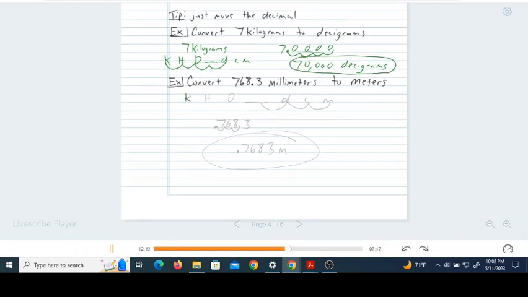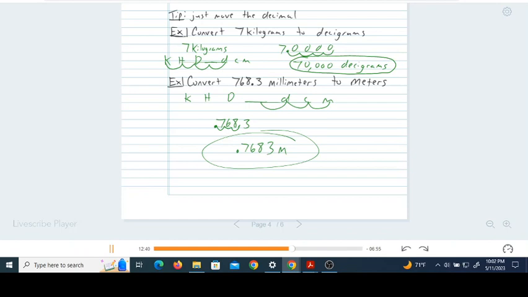So let's do it again. We got kilo, hecto, deca, base unit, deci, centi, milli. This time we're going from millimeters to meters. So starting at millimeters and going to meters, that's 1, 2, 3 to the left. So we go 1, 2, 3 to the left. There's our answer, 0.7683 meters.